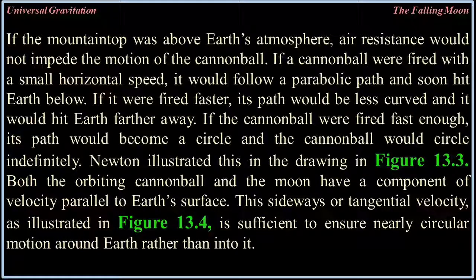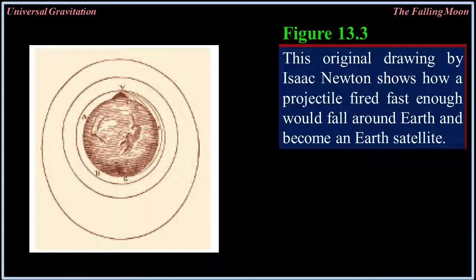If the mountaintop was above Earth's atmosphere, air resistance would not impede the motion of the cannonball. If a cannonball were fired with a small horizontal speed, it would follow a parabolic path and soon hit the Earth below. If it were fired faster, its path would be less curved and it would hit Earth farther away. If the cannonball were fired fast enough, its path would become a circle and the cannonball would circle indefinitely.